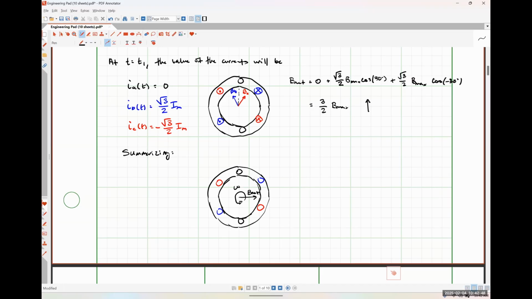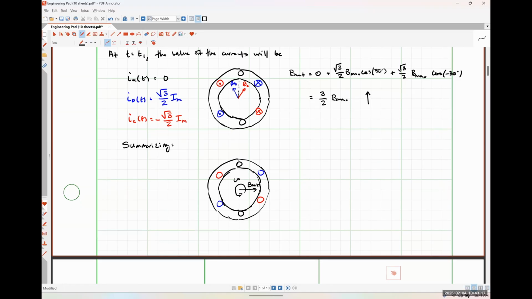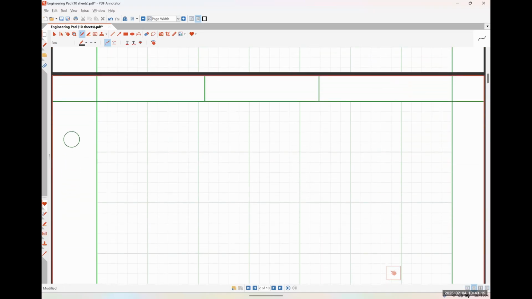So this is how we generate a rotating magnetic field, which is absolutely critical to both induction motors and synchronous machines. Okay. So are we good with this conceptual part? We have a reasonably good understanding of what's going on. So now let's talk about how this rotating magnetic field winds up generating a torque on our rotor.